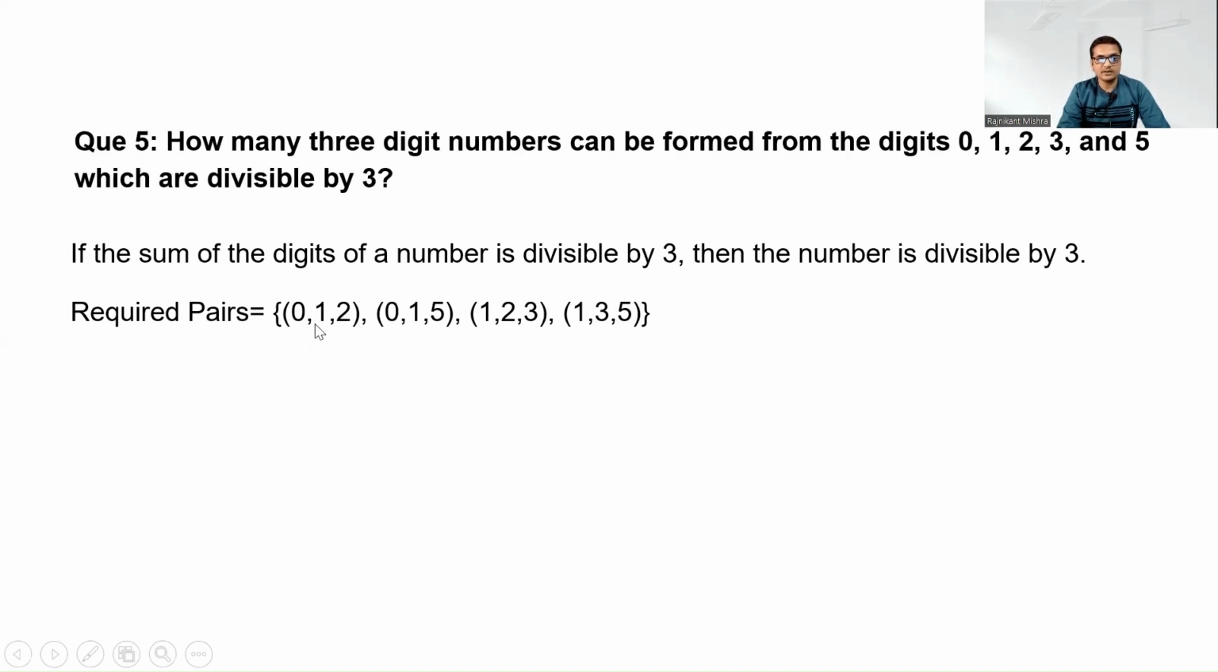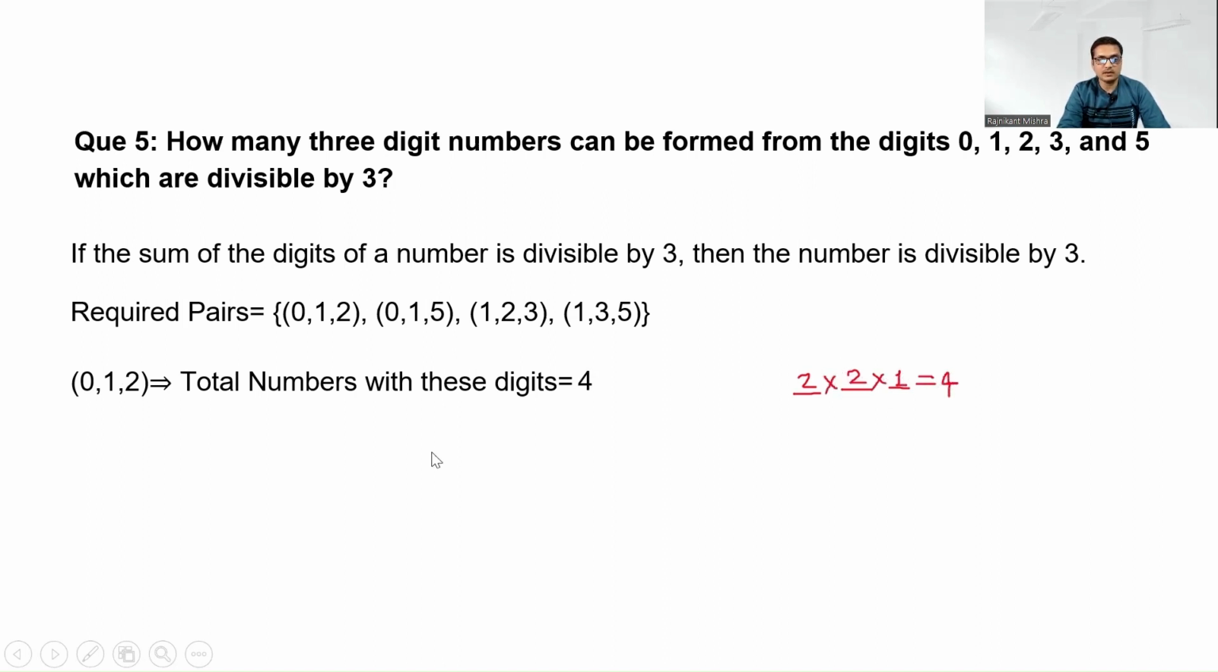If we choose the pair 0, 1, 2, here we have 3 positions, unit, tens and hundreds. At first place, we cannot put 0. The number of choices is equal to 2. For second place, 1 choice out of 3 is removed. The remaining choices is equal to 2. And for third place, 2 choices out of 3 are removed. So the remaining choice is equal to 1. 2 into 2 into 1 is equal to 4. If we choose second pair 0, 1 and 5, then similarly the total number of digits is equal to 4.